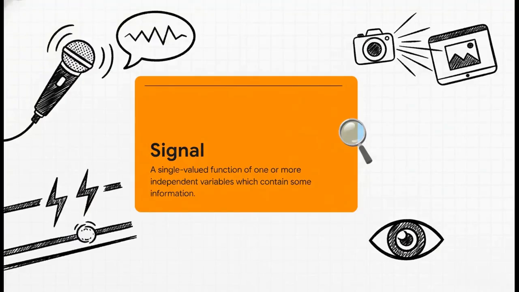Well, put simply, it's just anything that carries information. Your voice traveling through the air? That's a signal. The electricity humming in a wire? That's a signal too. Even the light bouncing off something so you can see it? Yep, also a signal. They're all just physical things that change over time and carry some kind of meaning.